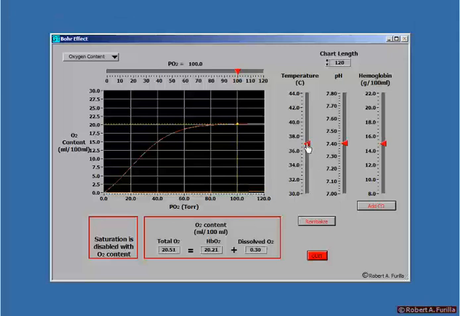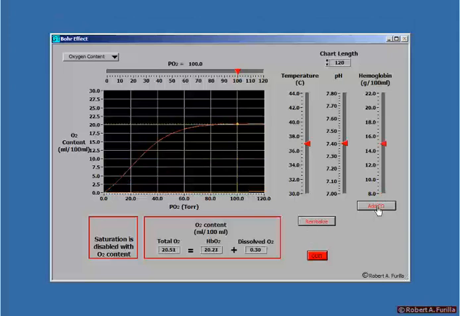Now if I increase the temperature, we still see a right shift. If I decrease the pH, once again, we see the right shift. Now, however, if I increase hemoglobin content, we see oxygen content rising. More hemoglobin, more oxygen. Decrease hemoglobin, now we have a severely anemic individual carrying very little oxygen on the hemoglobin.